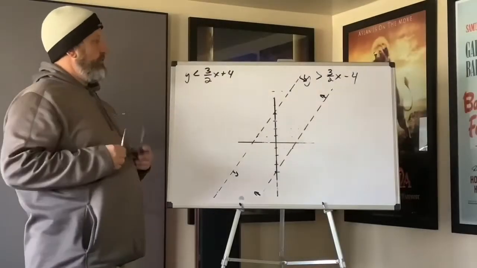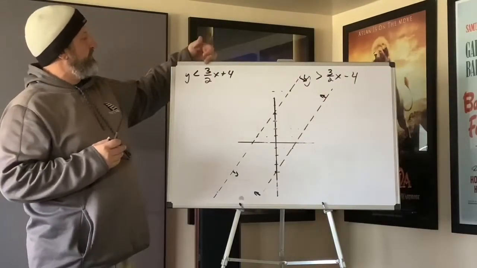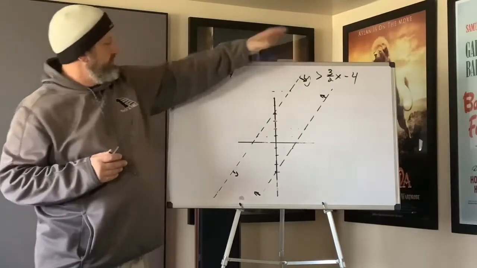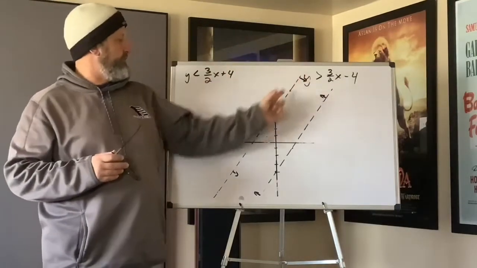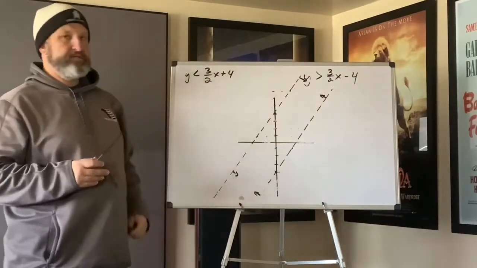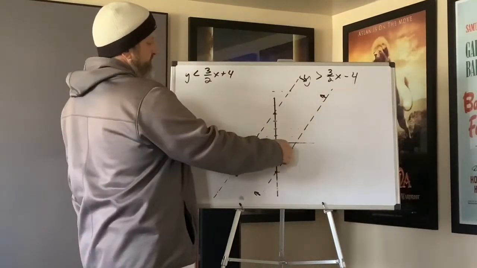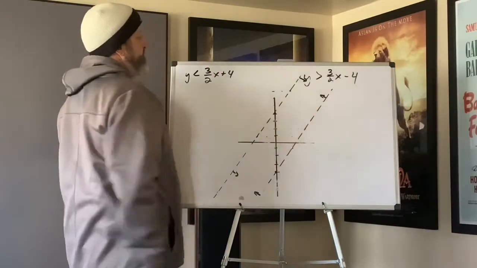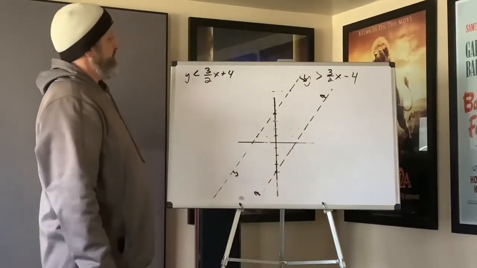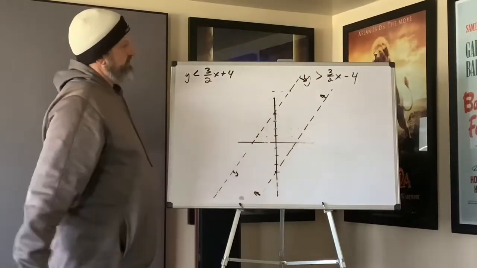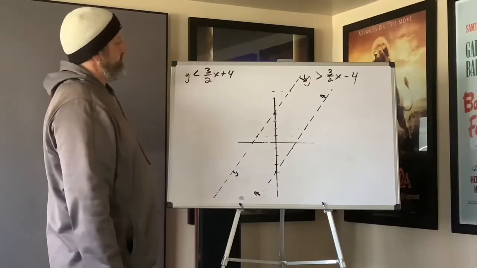All right, so what do we notice here? First of all, both of the slopes are 3/2, aren't they? So if the slopes are the same, what do we know about the lines? The lines are parallel. So we went up 3 over 2, up 3 over 2, up 3 over 2, up 3 over 2, right? So our lines are parallel. Oh, and they're both dotted, right? Because they're both less than or greater than, but no equal to's.